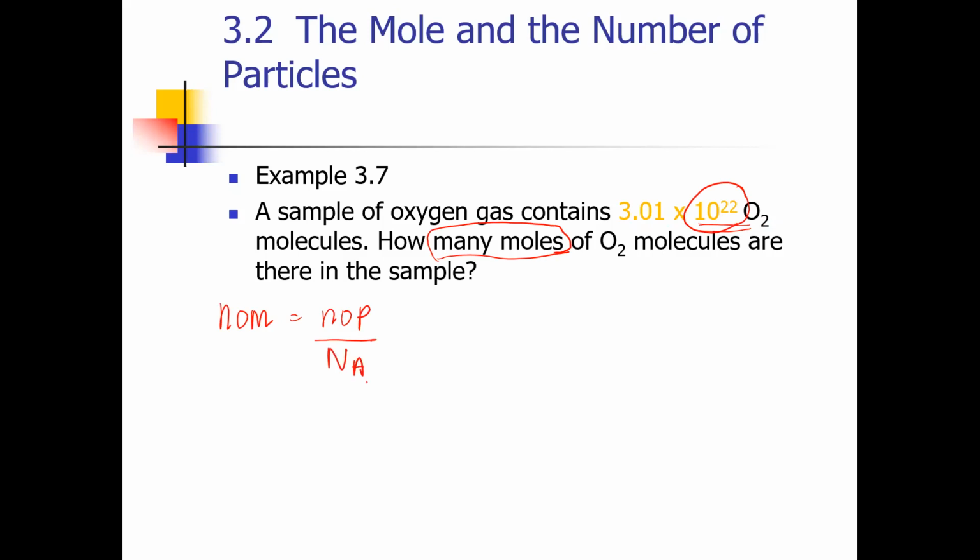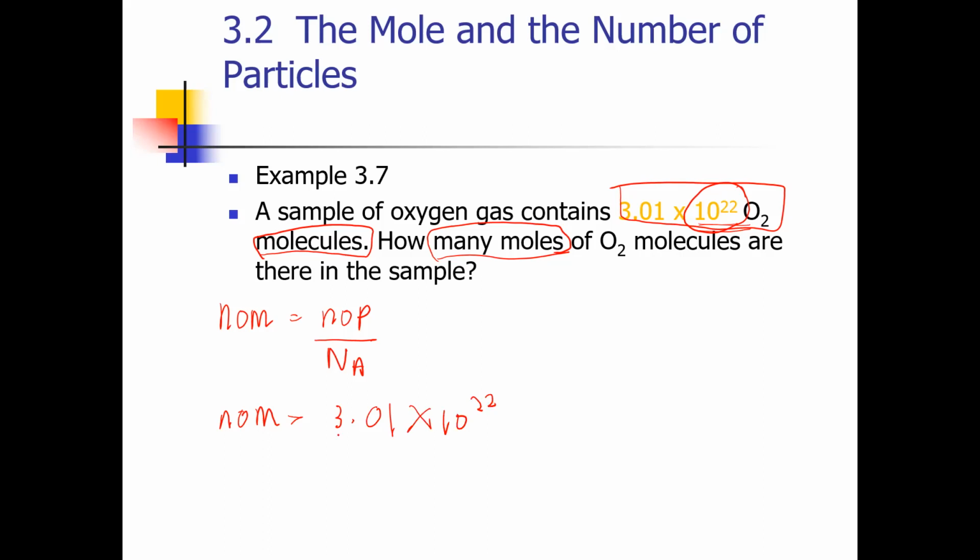How does teacher know I need to use this? Because I haven't taught you any other formula. This is the only formula I taught you, so we can only use one formula. The question asks me to find number of moles, so I don't know what the number of moles is. My number of moles here is NOM. What is my number of particles? How do you know something is my number of particles? Do you see the word molecule here? When you see the word molecule, that means this is my number of particles: 3.01 times 10 to the power of 22.